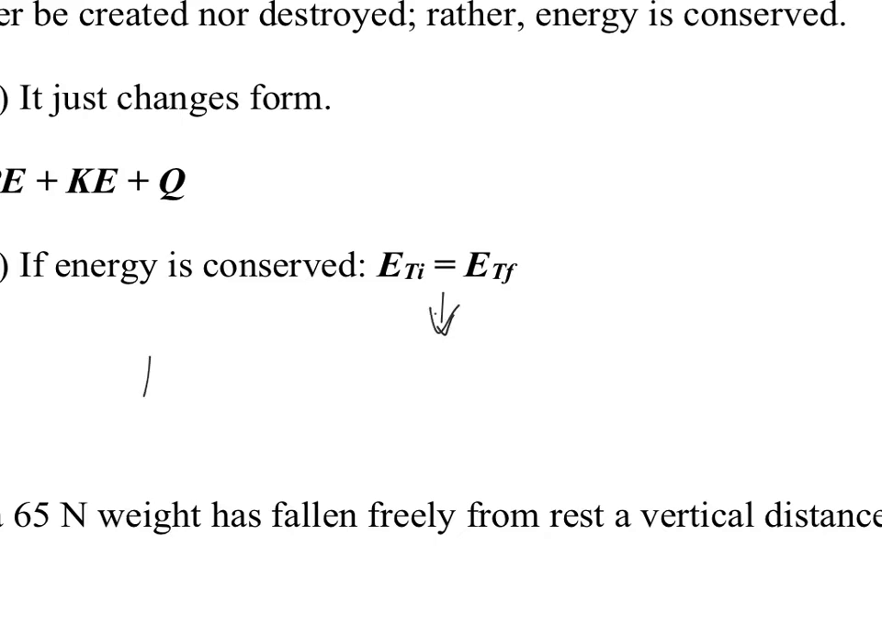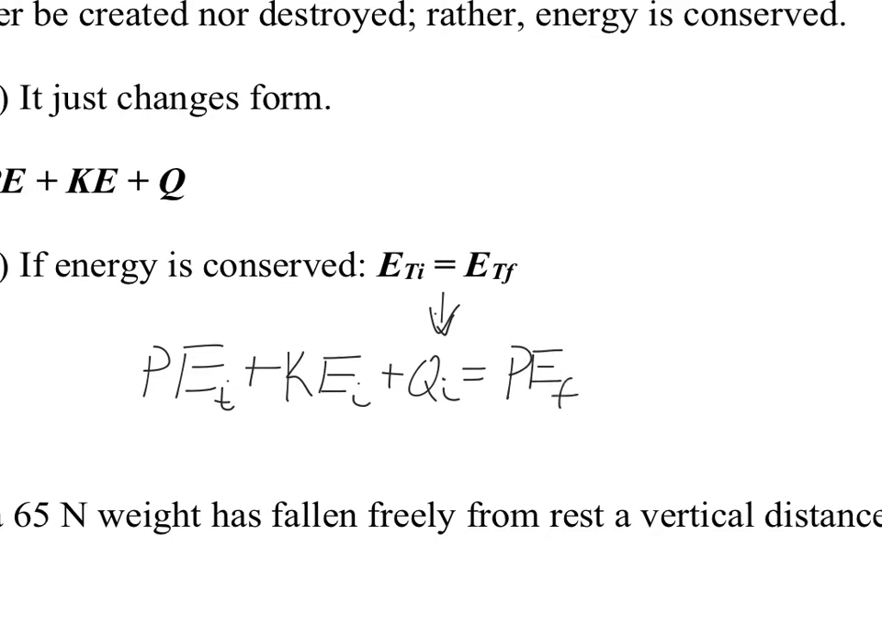that the total energy of the system is equal to the potential energy initial, plus the kinetic energy initial, plus the initial internal energy of the system, which in this class will always be 0, is equal to the final potential energy of the system plus the final kinetic energy of the system plus the final thermal energy of the system.